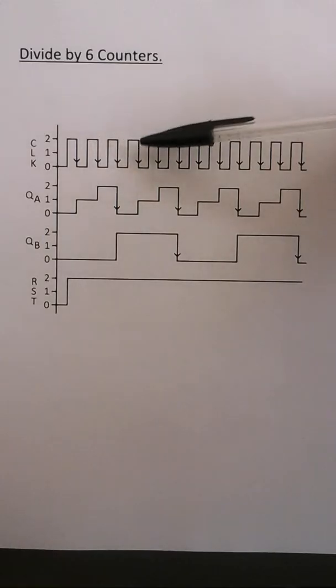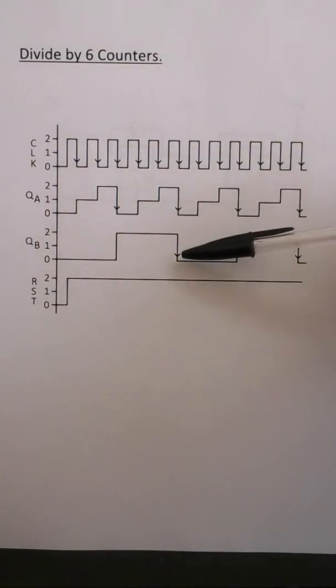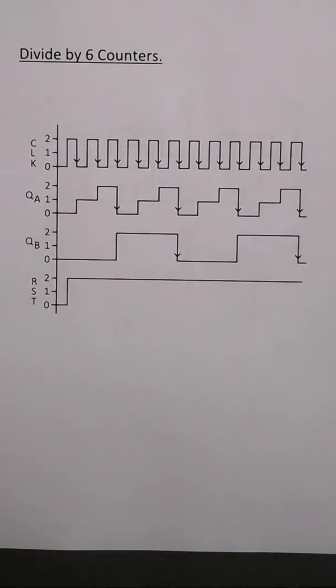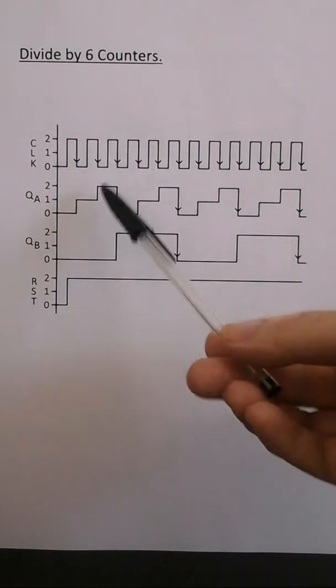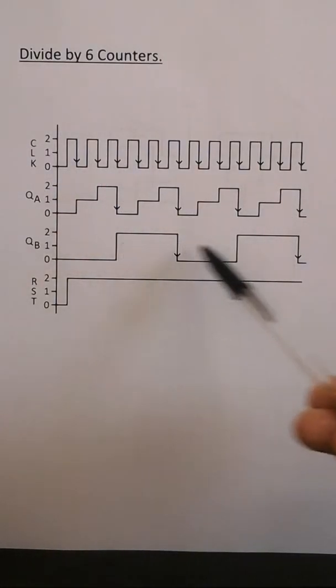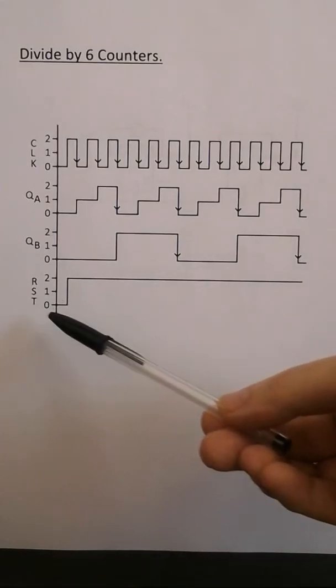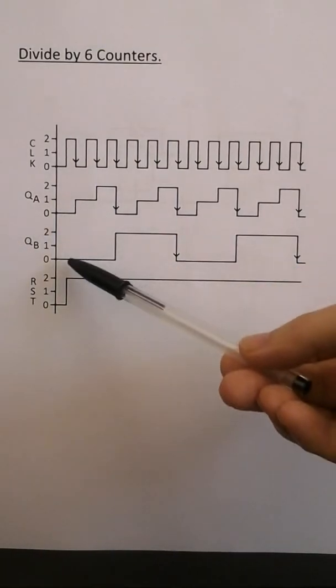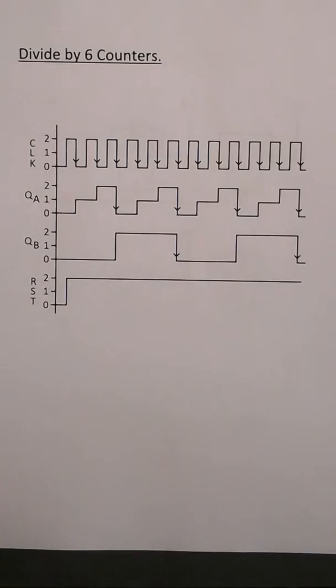Every 6 clock pulses of the clock we get 1 clock pulse of QB. So this is basically a divide by 3 counter followed by a divide by 2 counter. We have a momentary reset to set QA and QB to 0.